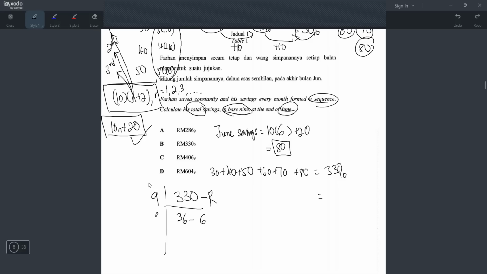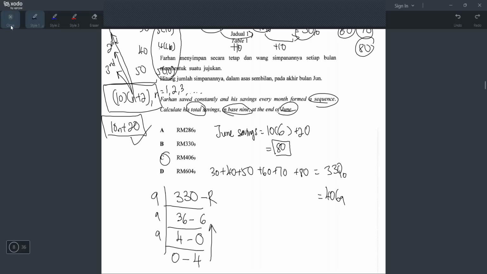36 divided by 9, if you press the calculator, you get 4. It means that there is no decimal, so the remainder is 0. And then 4 divided by 9 is just 0, but the remainder is 4. So the answer will be, you read from bottom to top. So the answer is 406 base 9. So the answer must be C. So that's the answer.